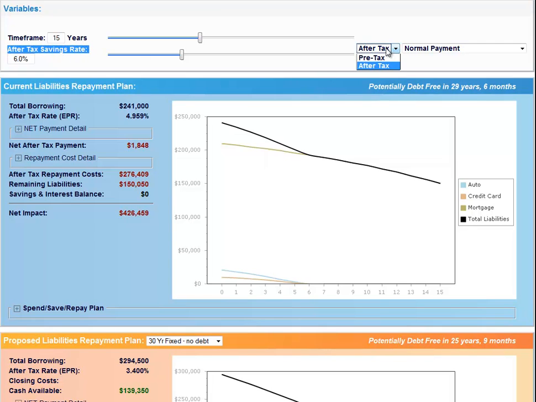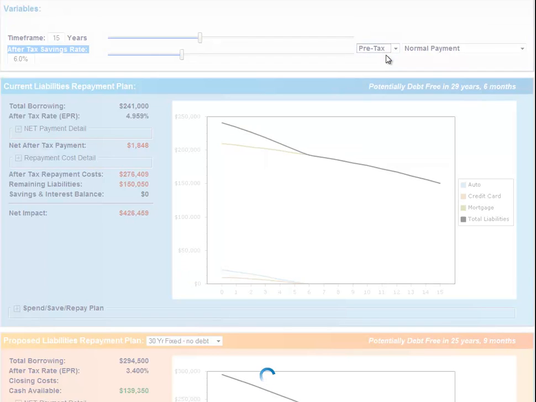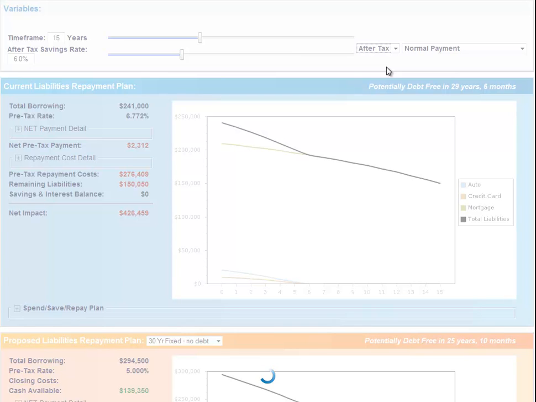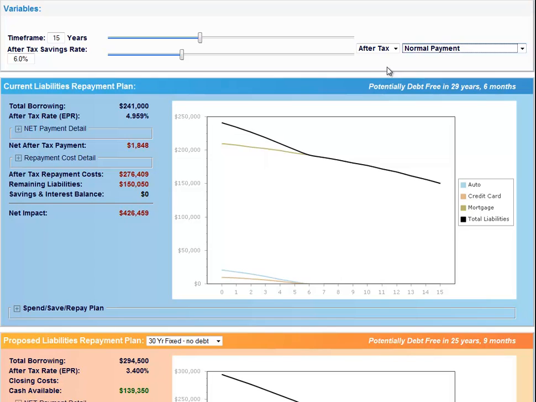This is my toggle here for after-tax or pre-tax. If I switch this to pre-tax, then all of the analysis for repaying the debt as well as any savings growth, etc., will all be done on a pre-tax basis. So that would mean I would want to put 6% here on a pre-tax basis versus 6% on an after-tax basis. So, just choose between pre-tax and after-tax. I tend to match that to whatever I was using on the borrow tab. So if I was using a pre-tax analysis for the borrowing, I would use pre-tax for the repaying. If I was using after-tax for the borrowing, I'd want to use after-tax for the repayment strategy.